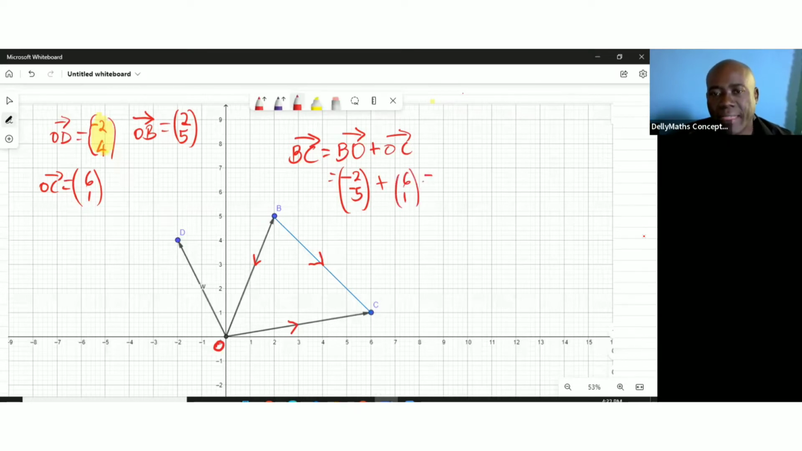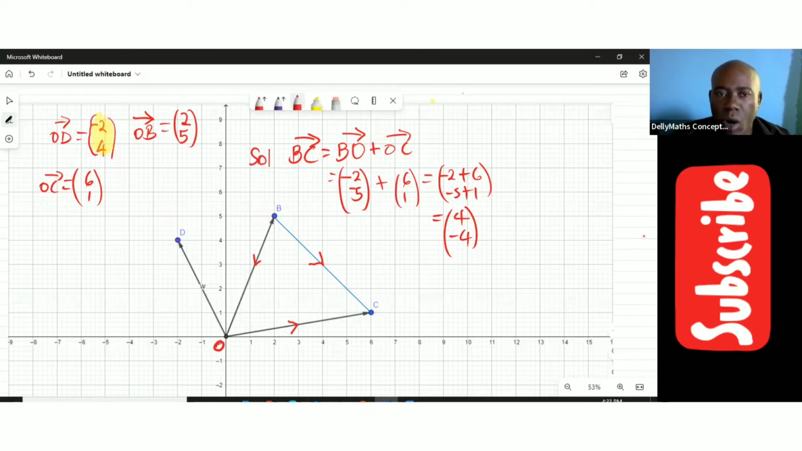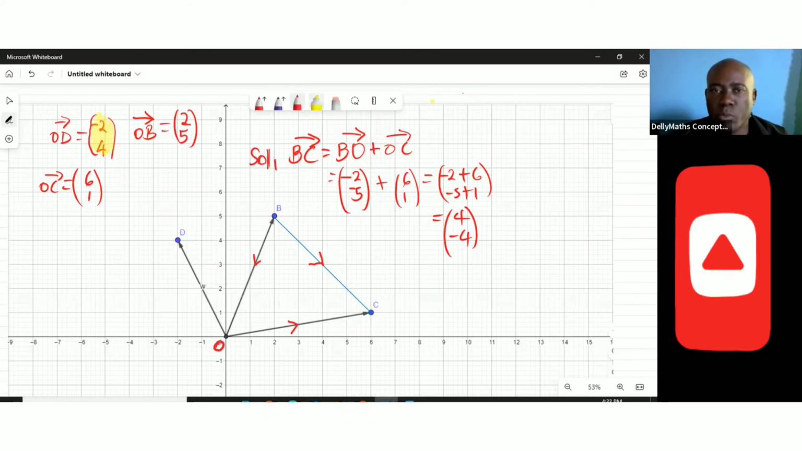When you add this, -2 plus 6, -5 plus 1, this gives us (+4, -4). And we knew that, by what we did first. So there it is. We were able to come up with our displacement of two position vectors, method 1. This is solution 1, how to displace two position vectors.